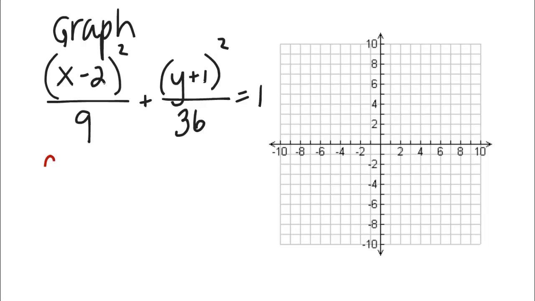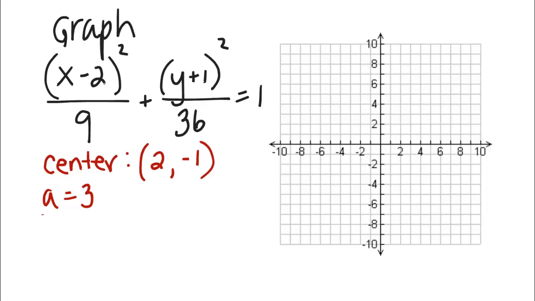Notice we can actually see a shift this time. Going by what we know from circles, I can actually see the center of this ellipse. It's shifted 2 units to the right and 1 unit down, so our center must be 2, -1. It follows that same structure as we saw in the equations for circles. A here, I look under the x to see our horizontal movement. I see that a squared is 9, so a is 3. B squared is 36, so b is 6.